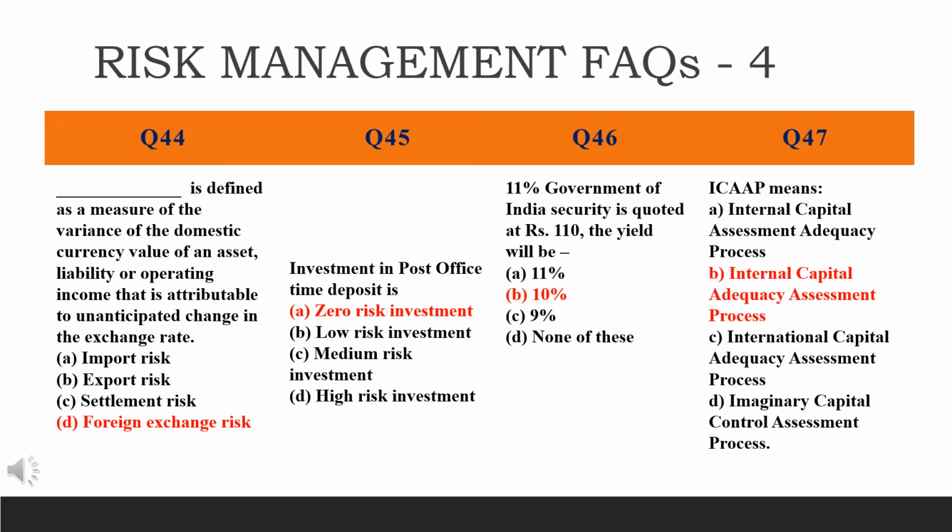See here, yield is calculated as the income received from the investment divided by the price of the instrument. What is the income received from the investment divided by the price of the instrument? The security pays rupees 11 and costs rupees 110. Therefore, the yield will be the income received, 11, divided by the price of the instrument, 110. In percent, it will be 10%. So the answer will be B, 10%.